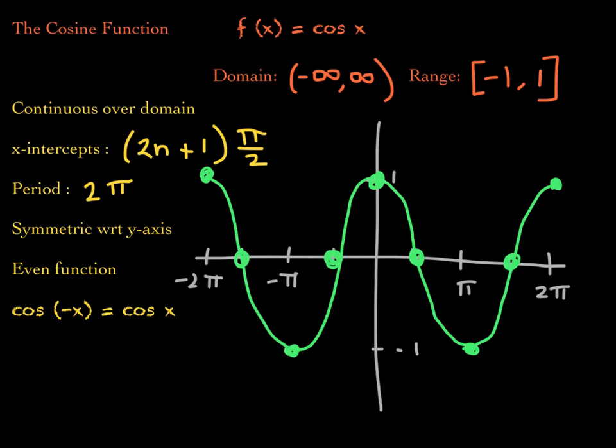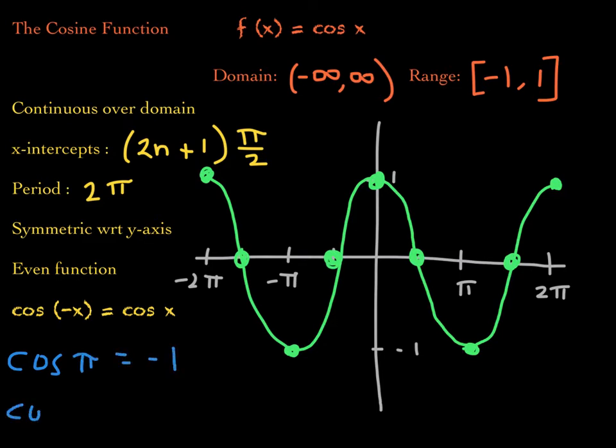I hope you remember from your algebra studies that whenever a function is even, it means that, in this case, cosine of -x is equal to just cosine of x. What this means is if you negate your input, your output remains the same. Let me see if I can highlight this for you. Consider cosine of pi. Cosine of pi is -1.